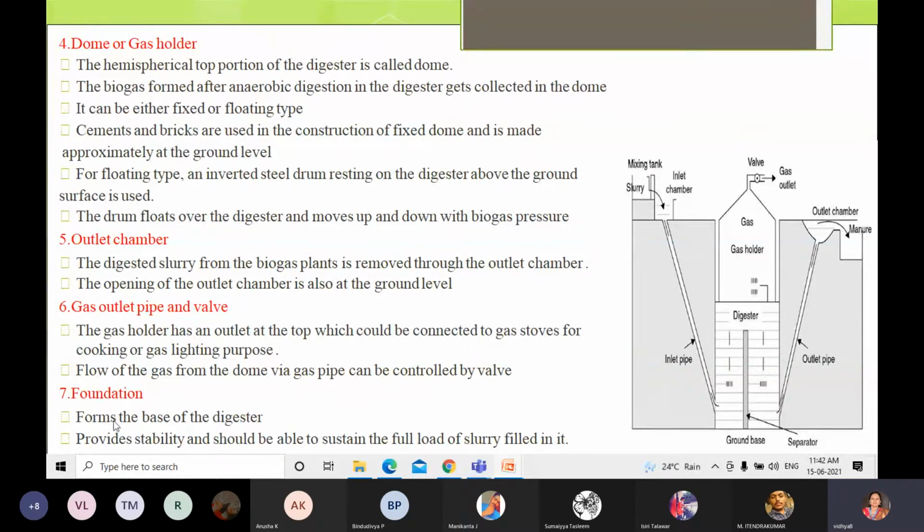Next, the foundation forms the base of the digester, provides stability and should be able to sustain the full load of slurry filled in it. The ground base, you can observe, I think this is the foundation. Okay.